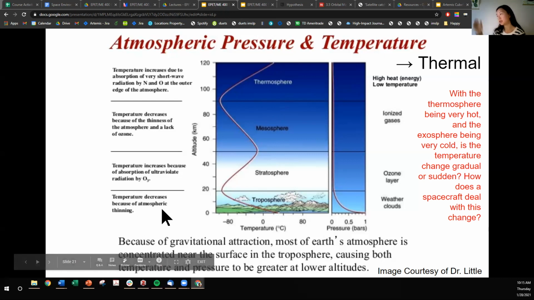So if you follow the temperature change upwards from our surface, temperature decreases because of atmospheric thinning. But in the stratosphere, temperature increases because of energy absorption of ultraviolet radiation. And then it decreases again because of the thinness of the atmosphere and a lack of ozone. And then temperature increases due to absorption of shortwave radiation. And how does a spacecraft deal with this change? I'll just note here that not many spacecraft fly in this region. Most burn up within this region or have burned up at this point. But when it comes to the mesosphere and above where spacecraft do fly, I'll talk about how vacuum affects the thermal subsystem.